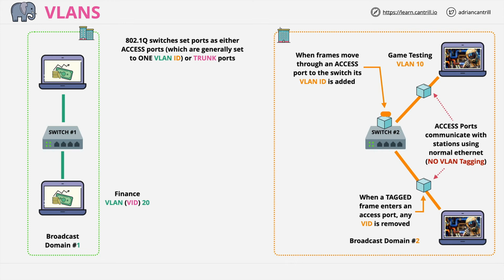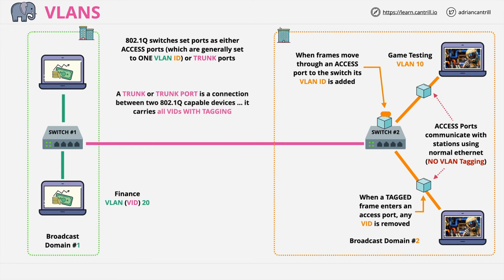In addition, the switch will forward frames over any trunk ports. A trunk port in this context is a port between 2 switches, for example this one between switch 2 and switch 1. Now, a trunk port is a connection between 2 .1q capable devices. It forwards all frames and it includes the VLAN tagging. So in this case, the frame will also be forwarded over to switch 1 tagged as VLAN 10. Which is the game tester VLAN.